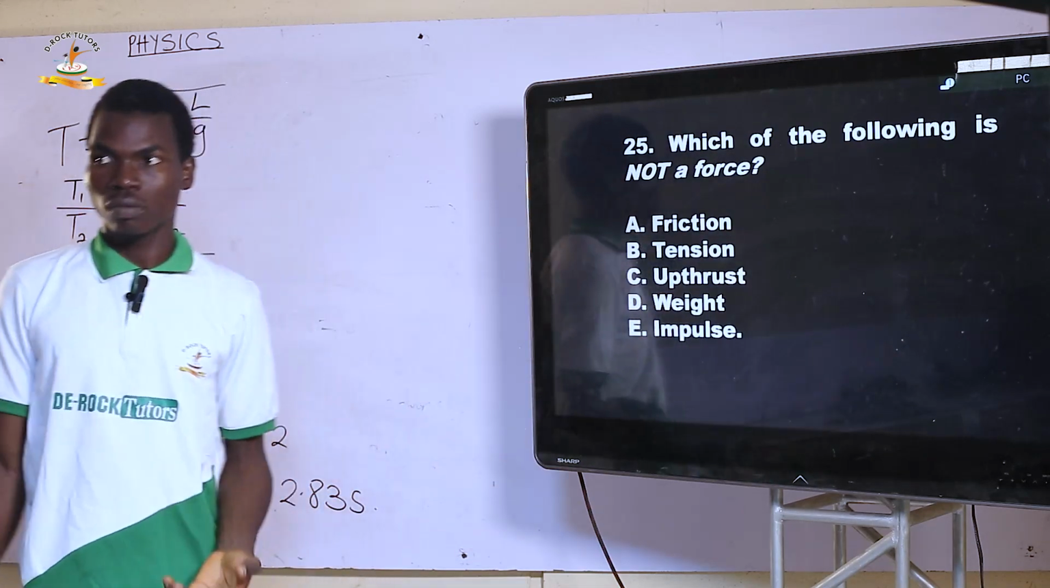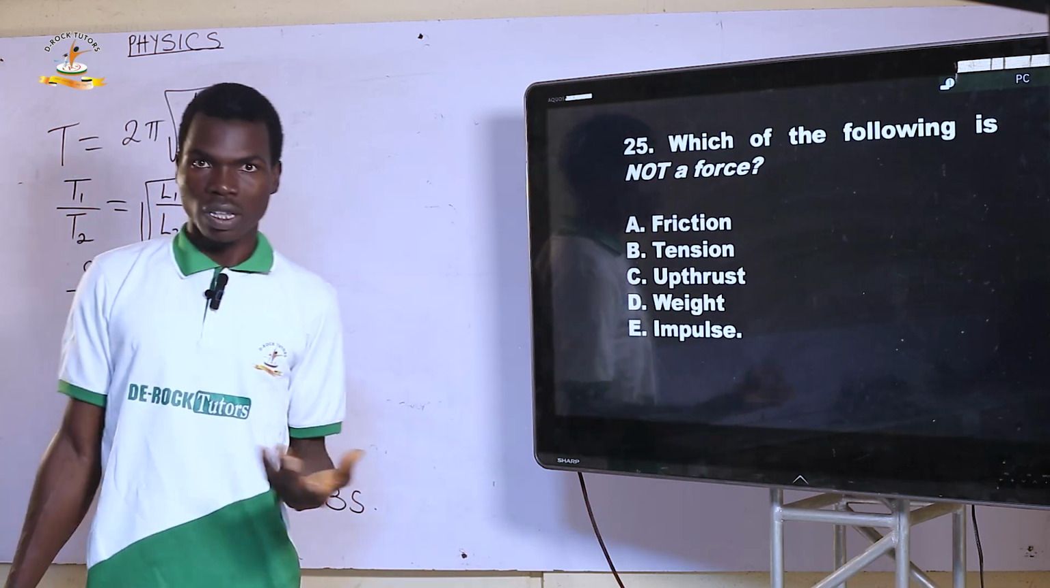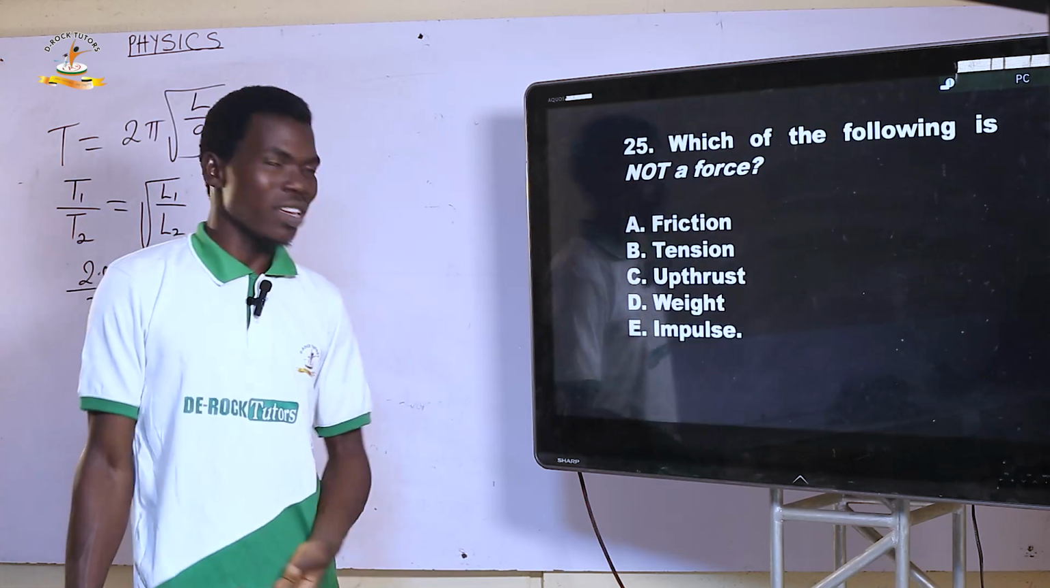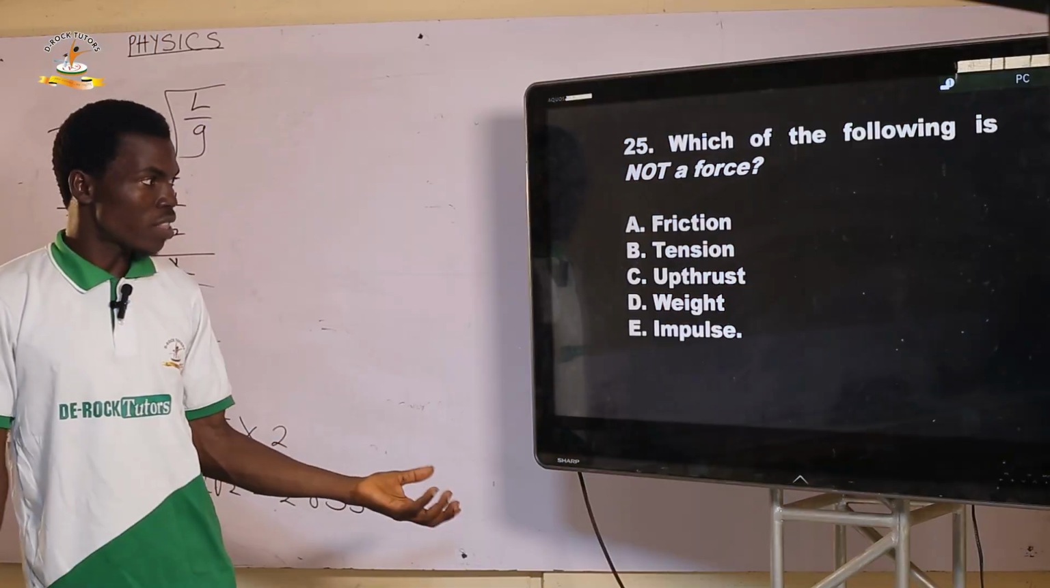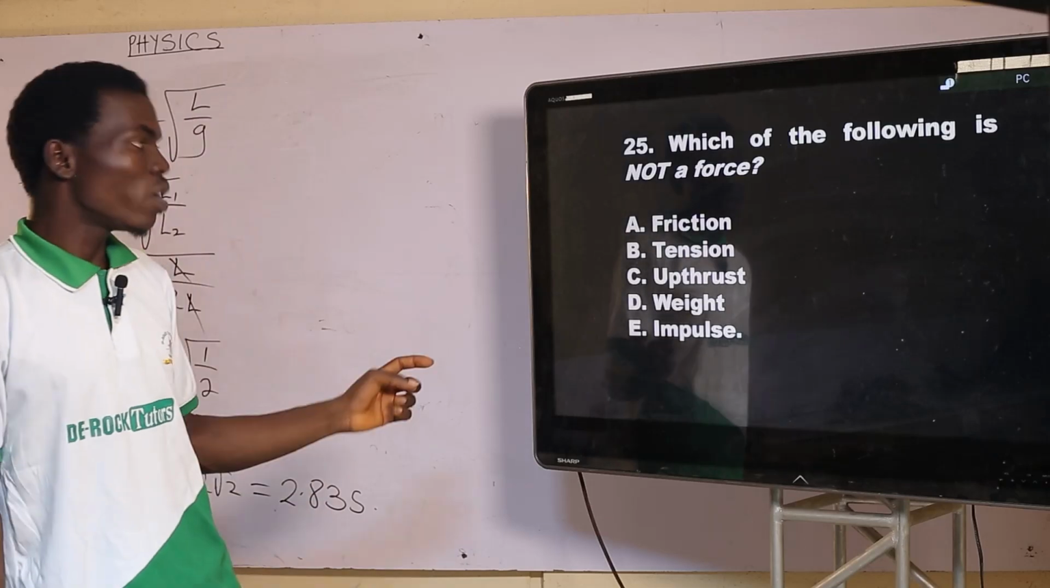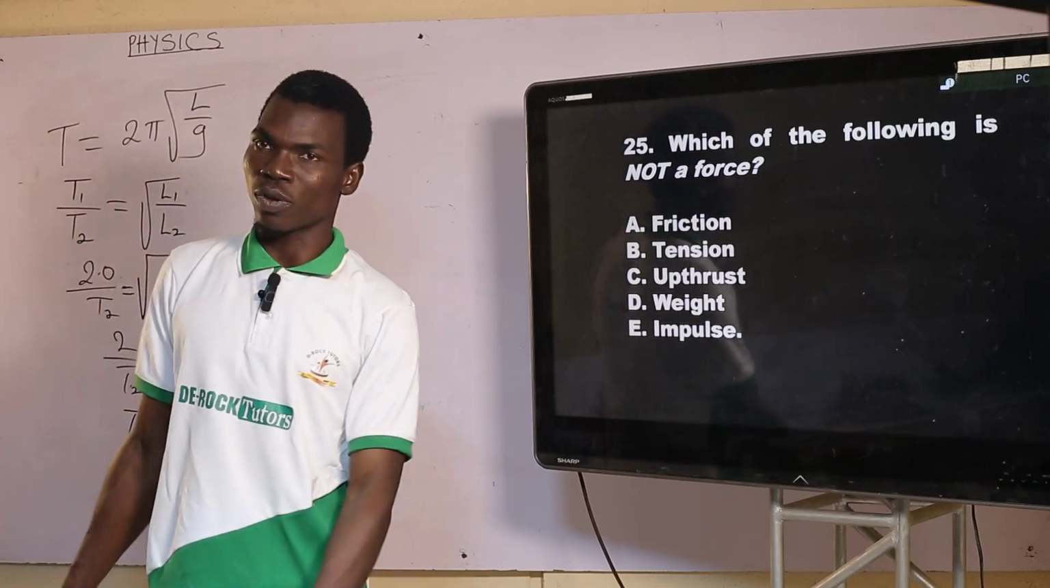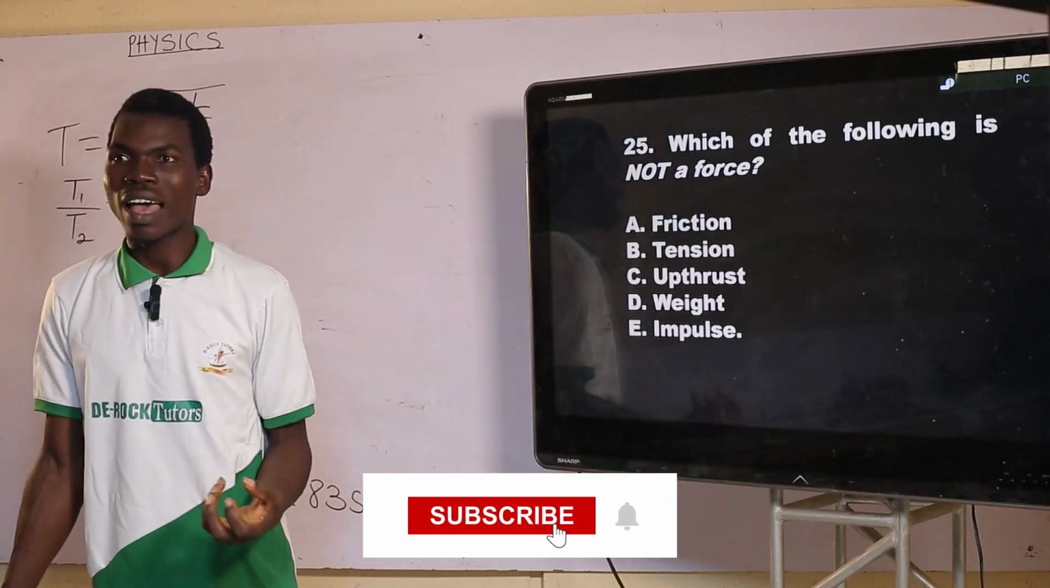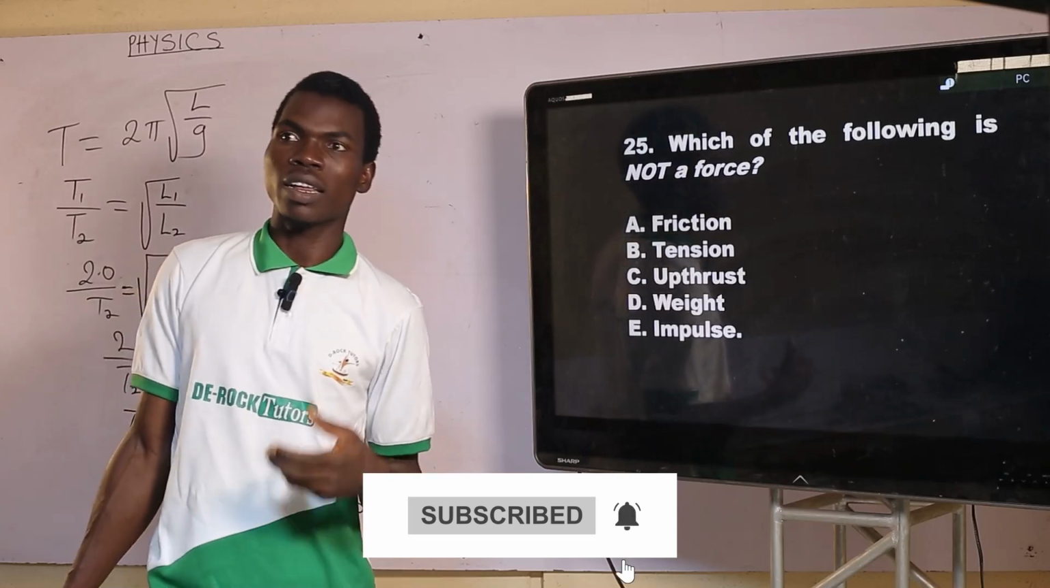Friction, yeah, friction is a force. Tension is a force. Upthrust is a force. Weight is also a force. The only thing that is not a force here is impulse. Because we define impulse as the product of mass and velocity.